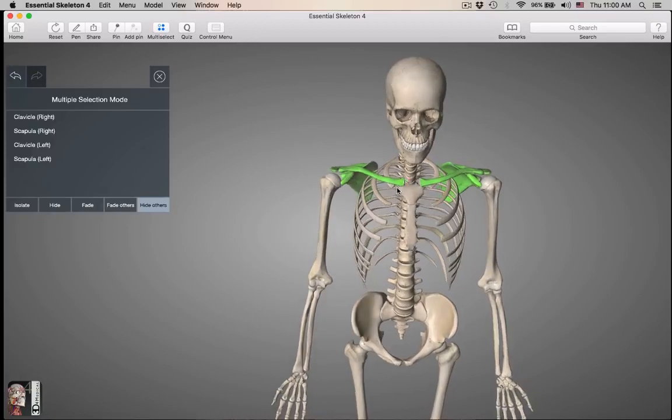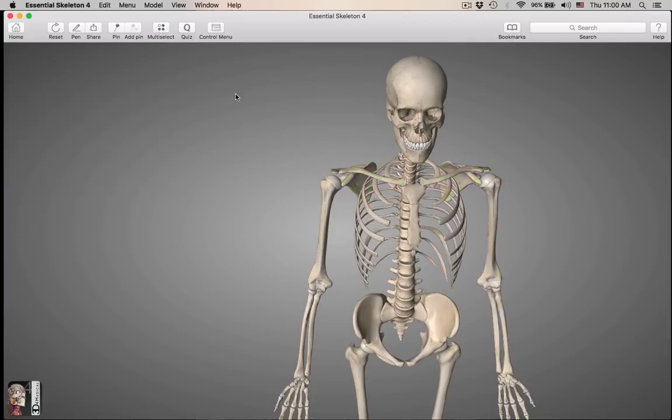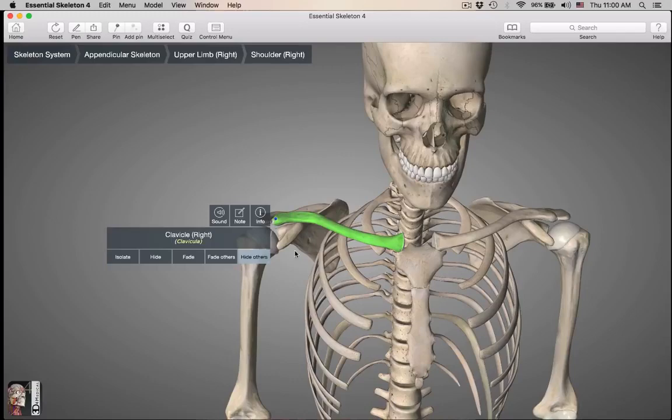First of all, let's see. Do I want... I'm going to... Let's do this. Let's get the clavicle here.